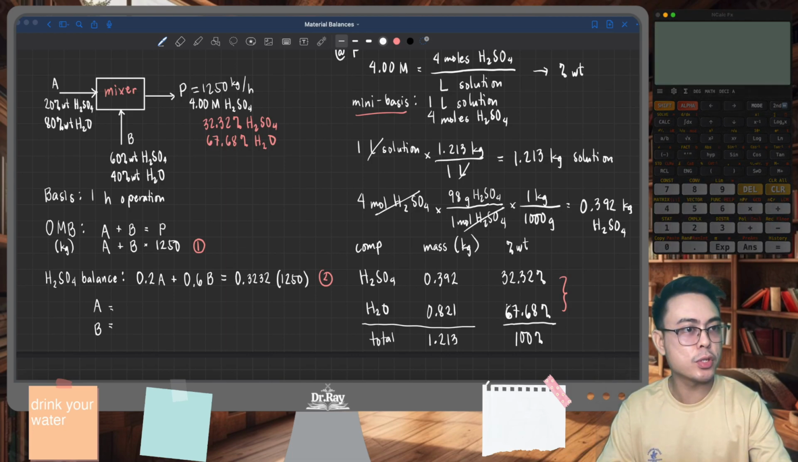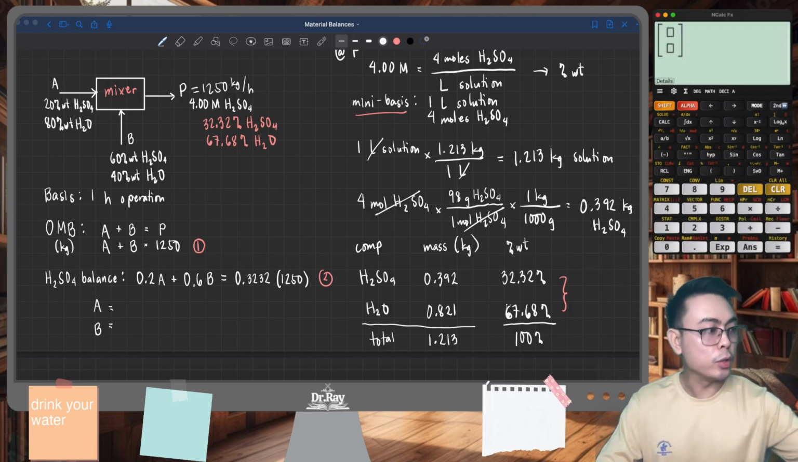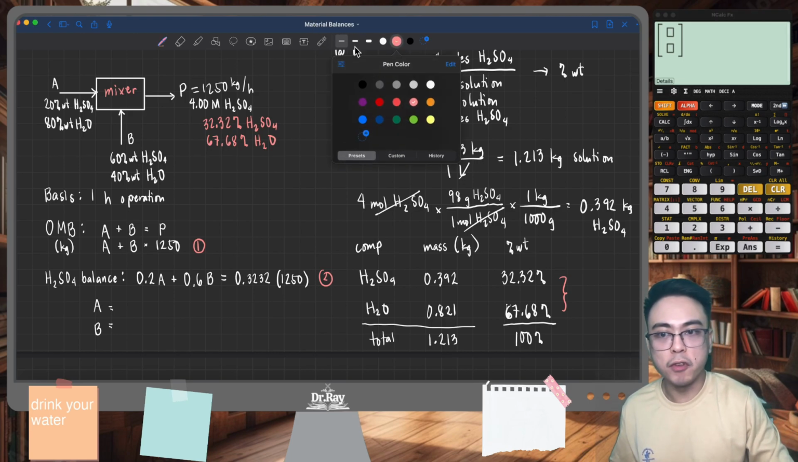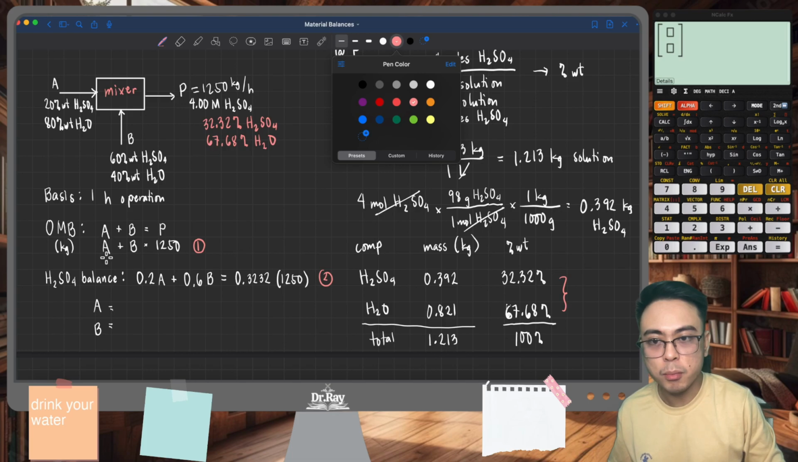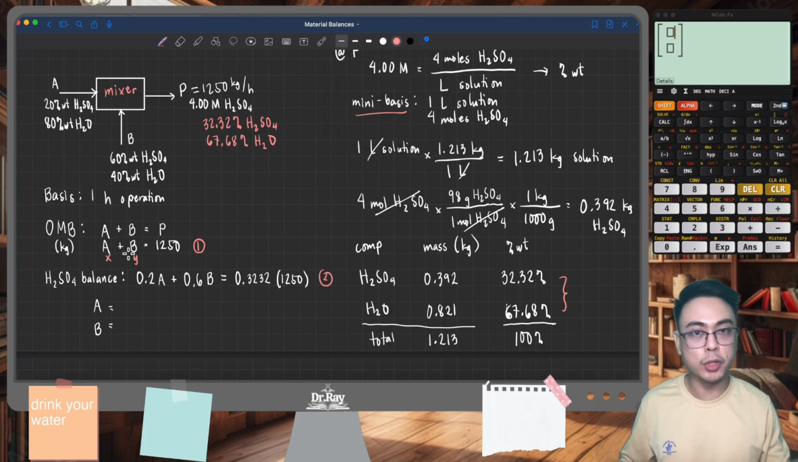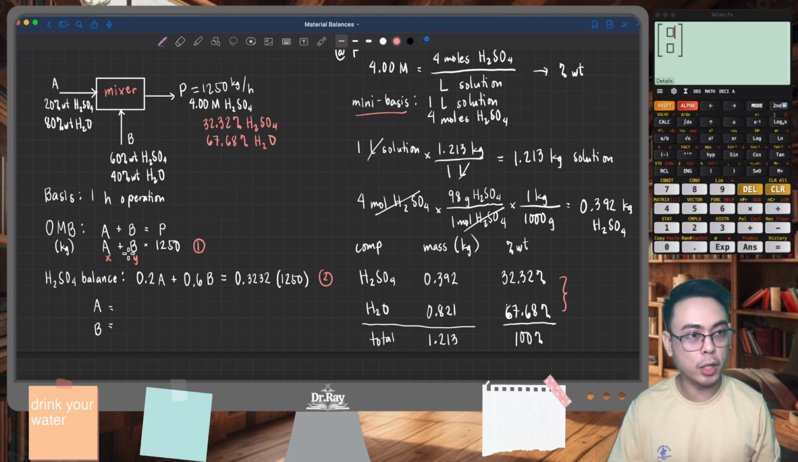That's two equations, two unknowns. I'm going to use X. So let me write that here. I'm going to use the variable X as proxy for A and Y for B, so that you can follow that in my calculations here.